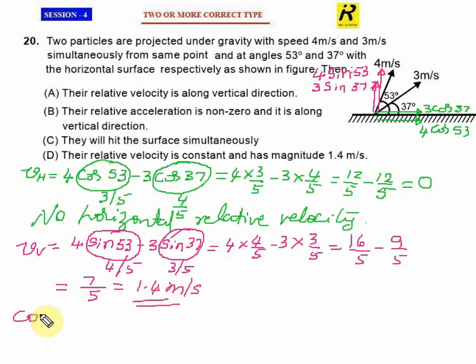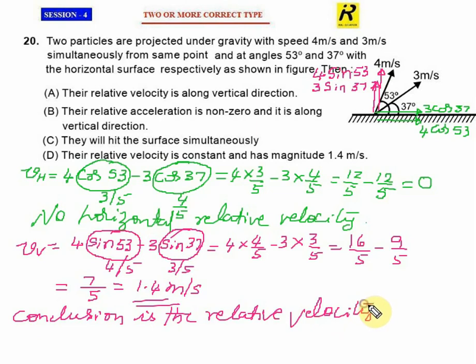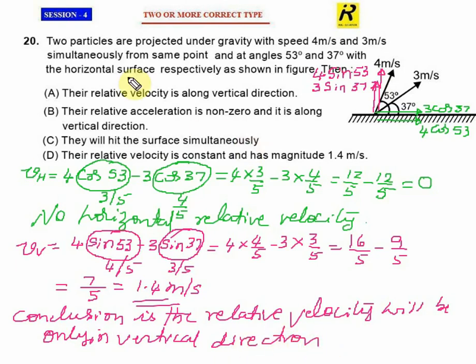So the conclusion is the relative velocity will be only in the vertical direction, only in a vertical direction that I can write. That means he is saying here, the relative velocity is along the vertical direction. So that means option A is correct.